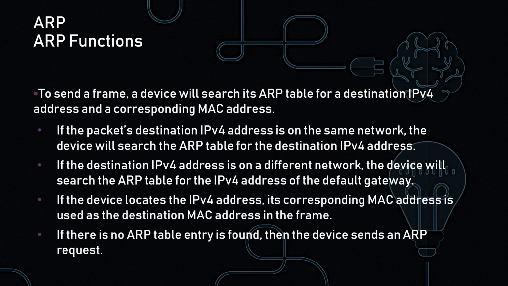We're going to send a frame by searching the ARP table for a destination IPv4 address and MAC that corresponds. If we have the IPv4 on the same network, the device is going to search the ARP table for that destination IP. If the IP address is on a different network, then we're going to search the ARP table for the default gateway. If the device locates the IPv4 address, the MAC address is used as the destination MAC address in the frame, and it's forwarded. If no ARP table entry is found, then the device is going to send an ARP request. And this is how ARP tables populate themselves.